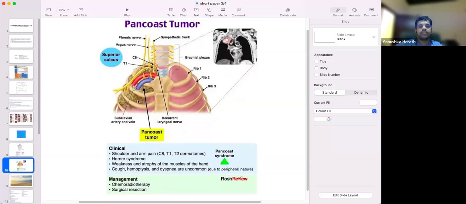Because the sympathetic trunk gets damaged, they can have a Horner syndrome. And when the C8, T1 nerve roots are damaged, they can have small hand wasting, atrophy of the small muscles of the hand. And apart from that, they can have their other normal lung cancer symptoms.